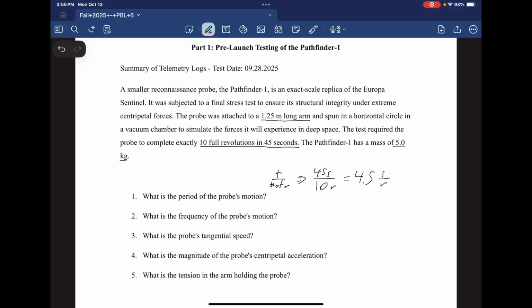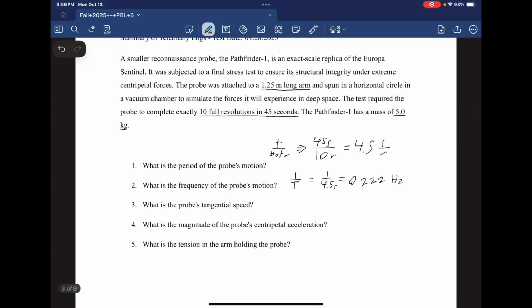What is the frequency of the probe's motion? Frequency is given by 1 over the period. So 1 over period, we'll call big T. This is 1 over 4.5. And this equals 0.222, and the unit for this is 1 over seconds, or hertz.